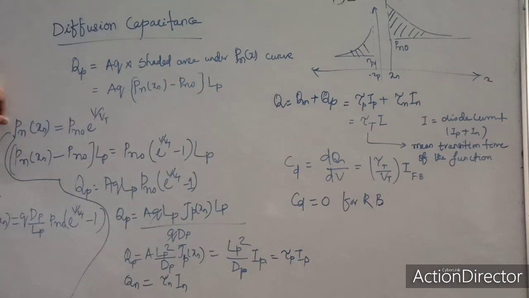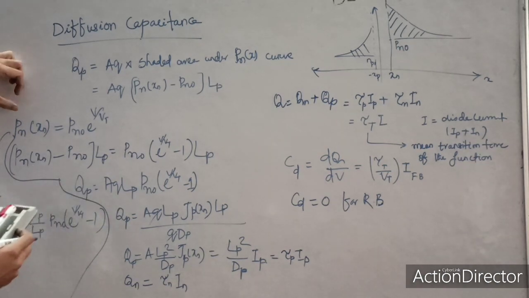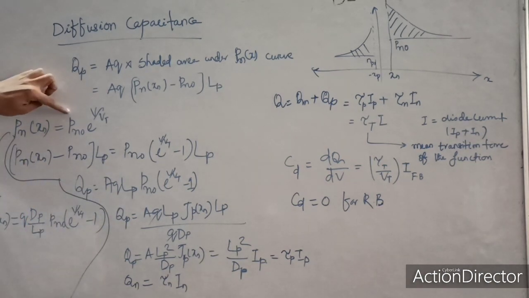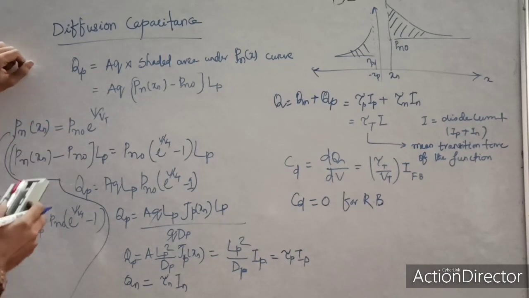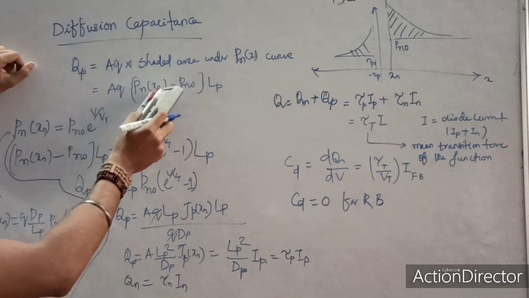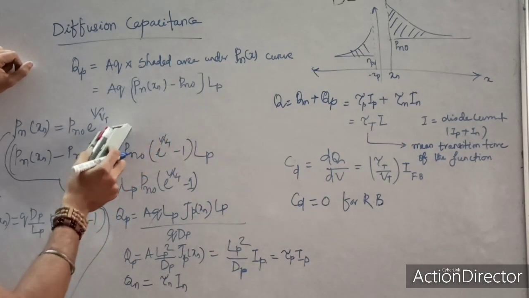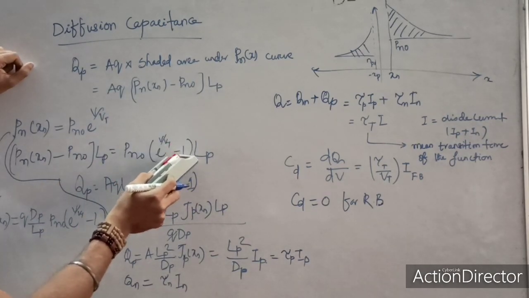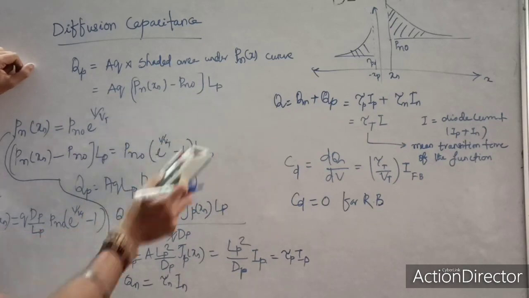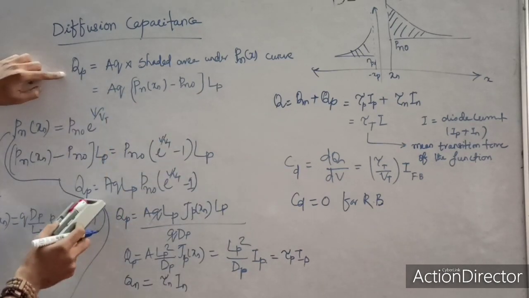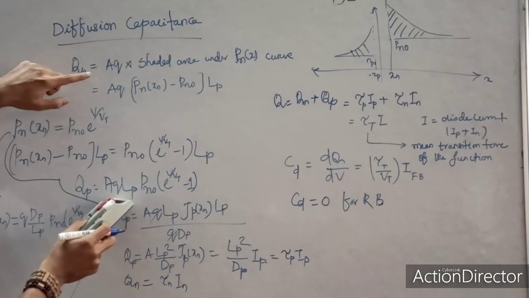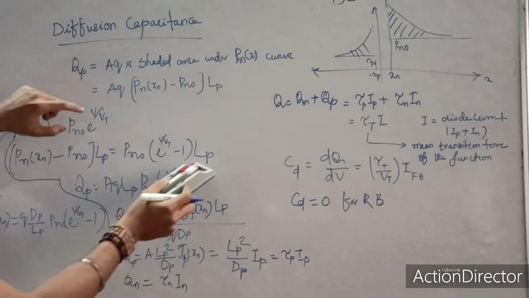We have seen this formula, I have written it just to save your time. Pn of xn is nothing but Pn naught e power V by Vt. So Pn of xn minus Pn naught is nothing but, taking Pn naught common from both, e power V by Vt minus 1, into Lp, which is over here. So what will my Qp be? It will become nothing but A q Lp, Lp is over here.